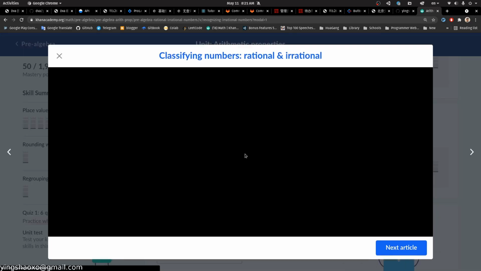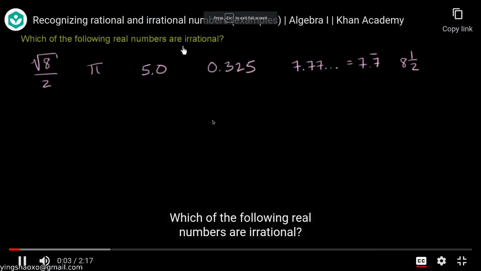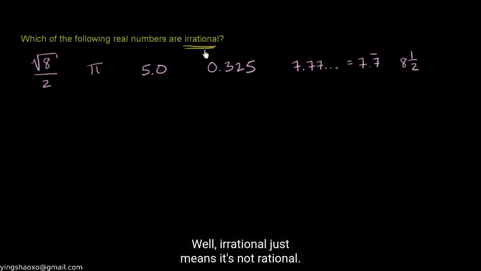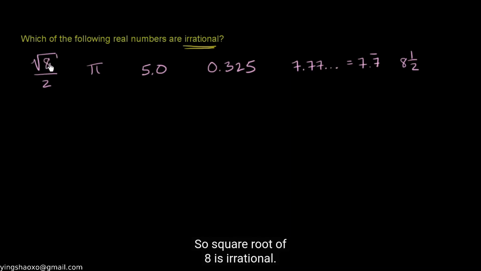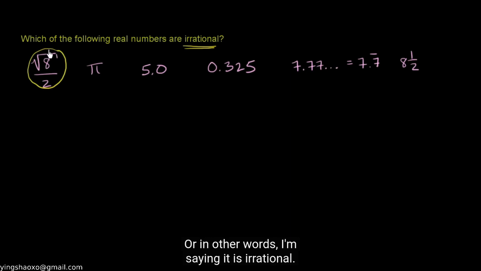Let's go with this one. Which of the following real numbers are irrational? Well, irrational just means it's not rational. It means that you cannot express it as the ratio of two integers. So let's see what we have here. We have the square root of 8 over 2. So square root of 8, if you take the square root of a number that is not a perfect square, it is going to be irrational. And then if you take that irrational number and you multiply it or divide it by any other numbers, you're still going to get an irrational number. So square root of 8 is irrational. You divide that by 2, it is still irrational. So this is not rational, or another way of saying it, it is irrational.